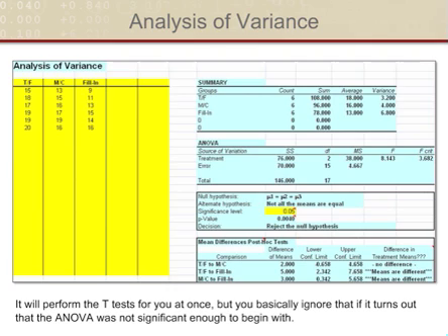Because you don't want to say, yes, we rejected the null on one of those little paired t-tests when it turns out that you never would have gotten there in the first place and shouldn't have gotten there except for the fact that you rejected the null on the ANOVA to begin with.